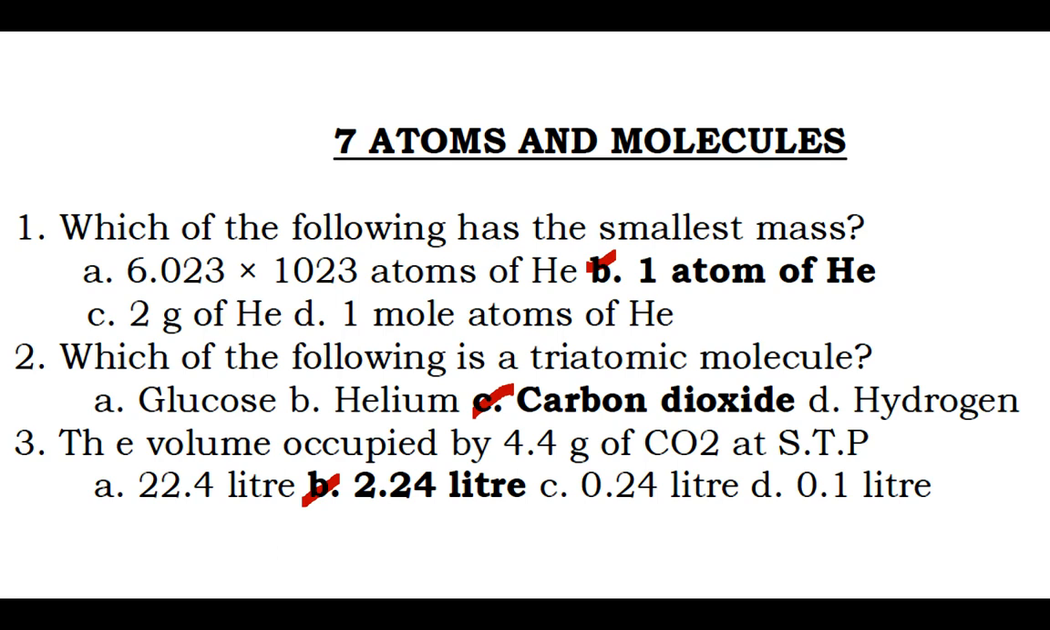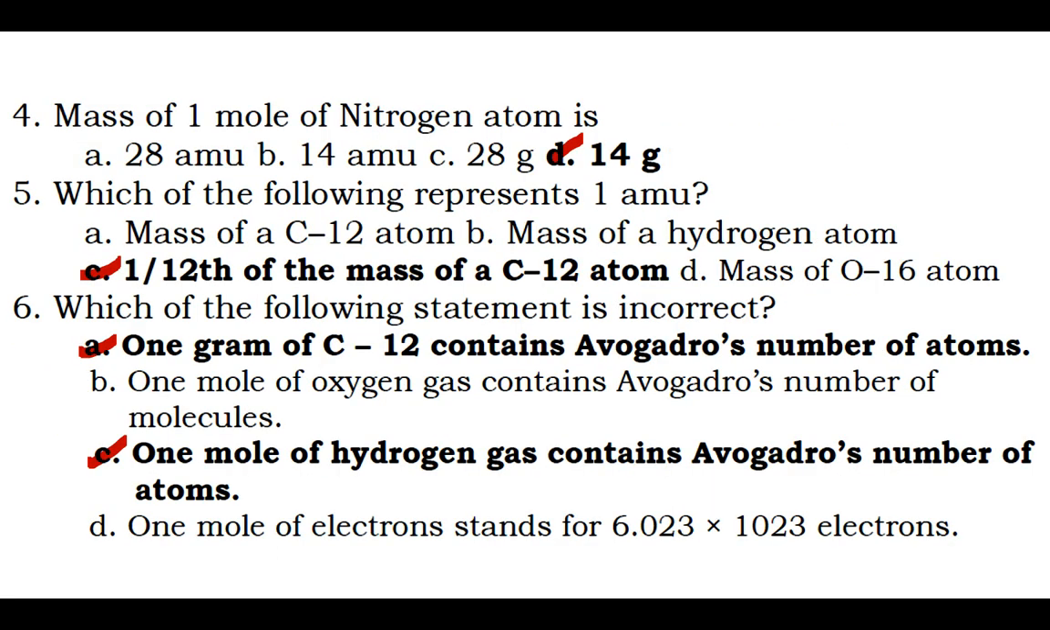Question number 2. Which of the following is a triatomic molecule? Option C, carbon dioxide. Question number 3. The volume occupied by 4.4 gram of CO2 at standard temperature and pressure is option B, 2.24 liter. Question number 4. Mass of 1 mole of nitrogen atom is option D, 14 gram.